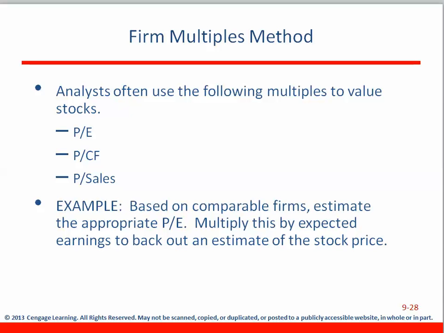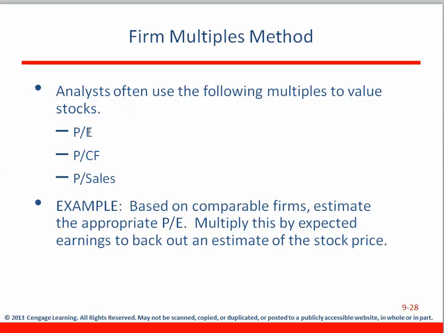Very briefly, analysts also use multiples to value companies, and the idea here is that the market sets multiples, so if we can discover a similar firm, we can use what the market is telling us is the right multiple between price and earnings, price and cash flows, price and sales to value a company. So if I see that firms similar to me are selling for 20 times earnings, and I know my earnings per share, I can use that 20 times PE ratio to calculate a stock price.